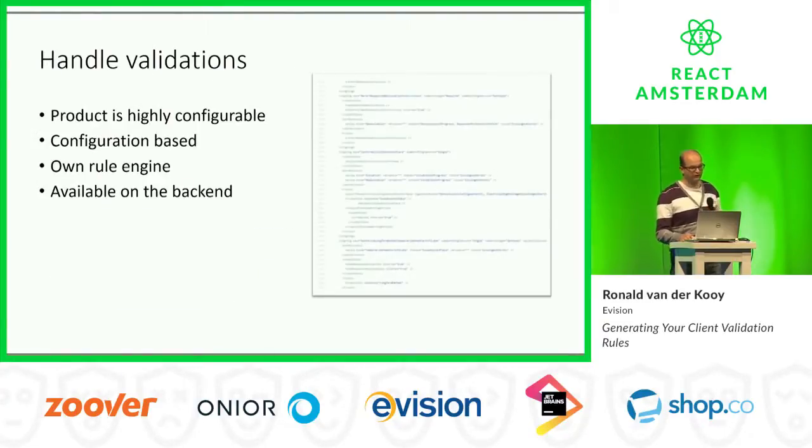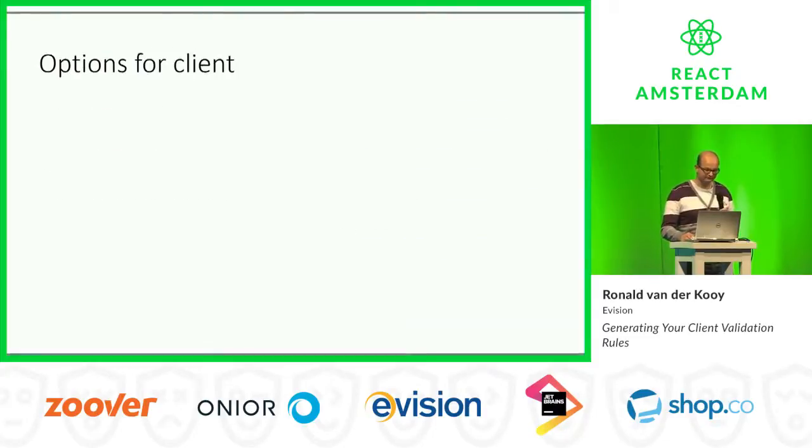But then we had to handle the validations. Imagine this, we have a product which is very, very configurable per customer, per vertical, even per region. And this is all configuration based. We have a huge configuration file which contains all the rules and validations. On top of that, we wrote our own domain specific rule engine. And this was only available on the backend. So now we needed that on the client. So how would you do that?